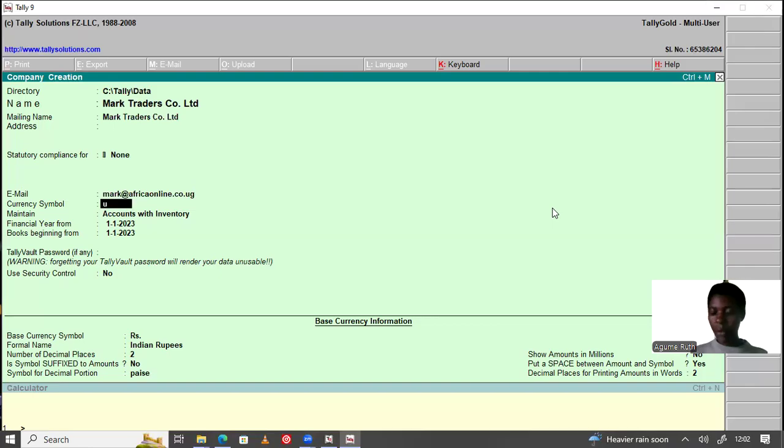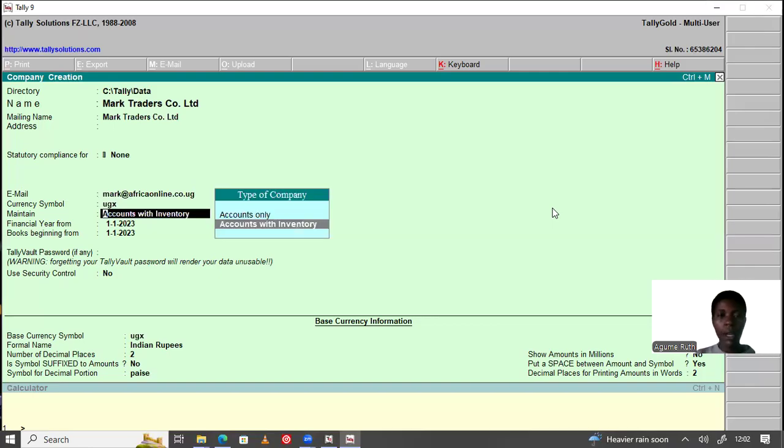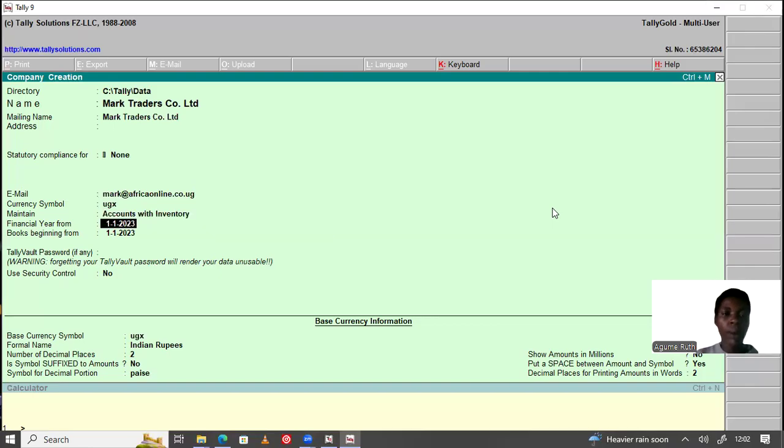Currency is UGX according to the question. Then I maintain accounts with Eventually. My financial year runs from 1st January 2023. I do not use any password or security control. Then I'm going to use the full name of the currency, which is Ugandan shilling.